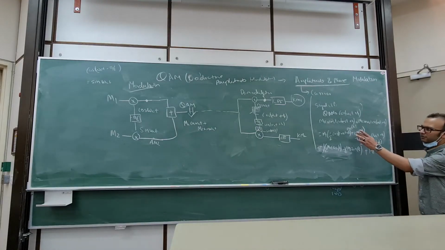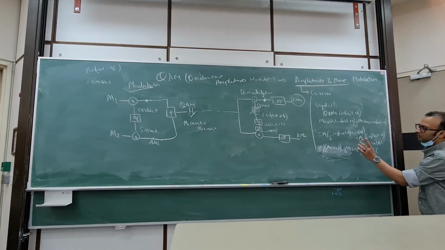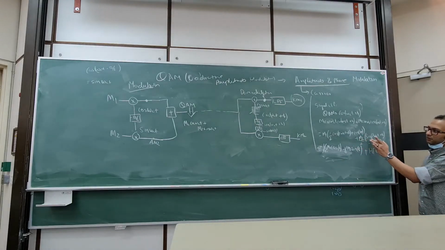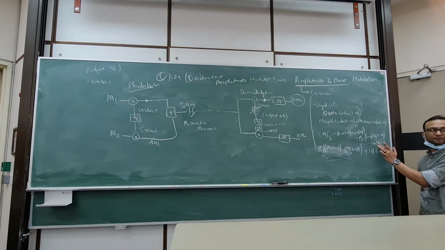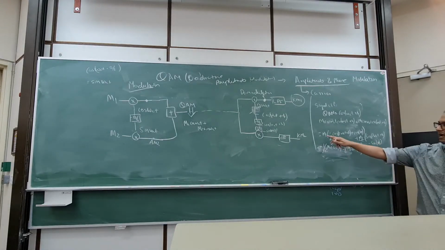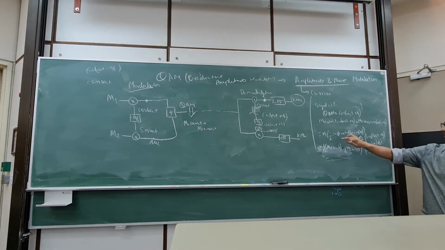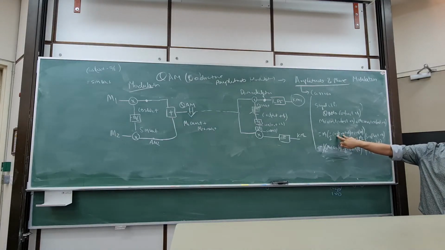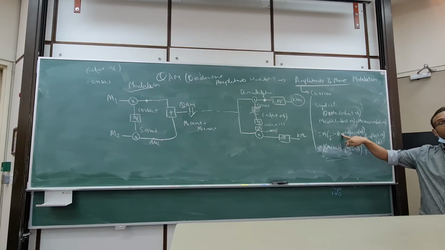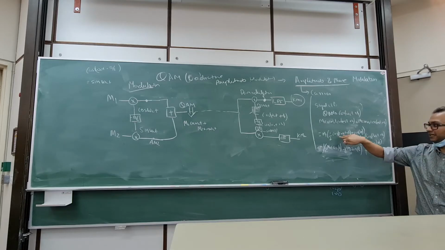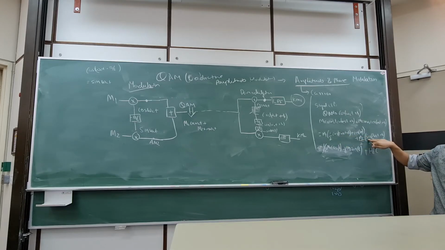Same thing happens here. M2 over 2: sine of 2 omega ct plus phi minus sine of phi. So that's half M1 cosine of phi minus half M2 sine of phi, plus a high frequency component. You know why it's a high frequency component, right? Because of 2 omega ct, 2 fc. fc is high, 2 fc is much higher. So that's high frequency.